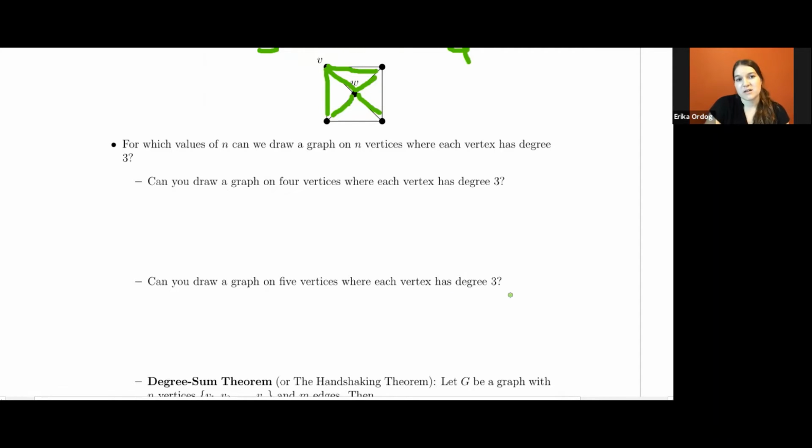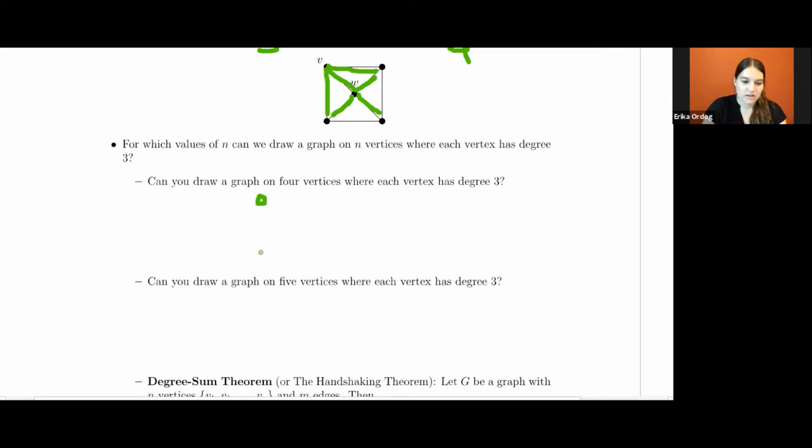Now, it's not necessarily possible to answer both of these questions, or there's not necessarily a solution to either of these questions. So see if you can draw one, or see if you've given up, and then come back after pausing the video. Okay, so now that you're back, let's see if we can figure out these questions. So first, can we draw a graph on 4 vertices where each vertex has degree 3?